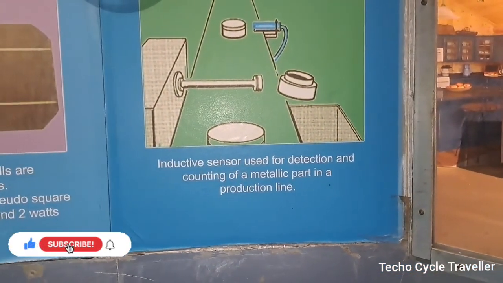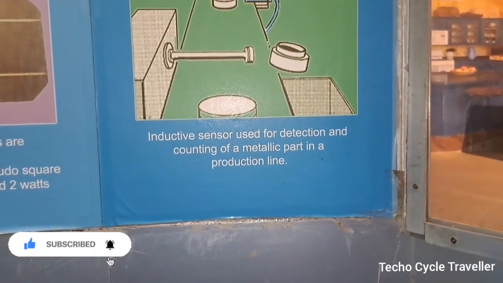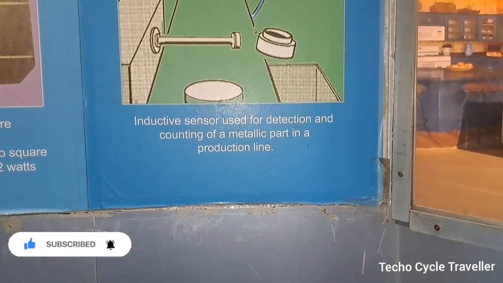Inductive sensors. Inductive sensors are used for detection and counting of metallic parts in a production line.